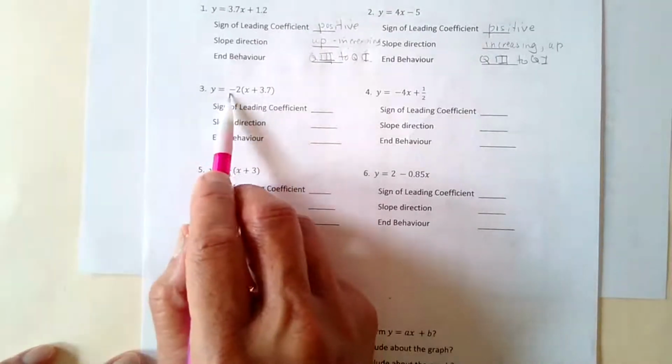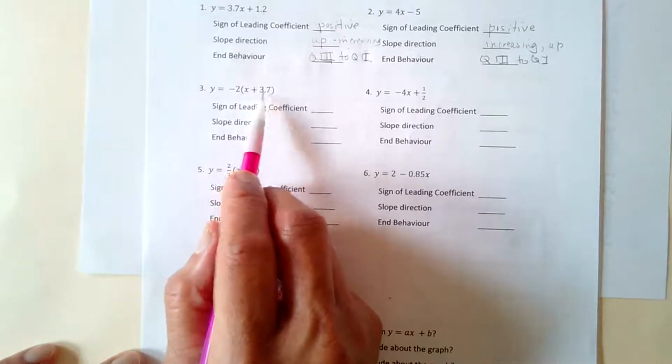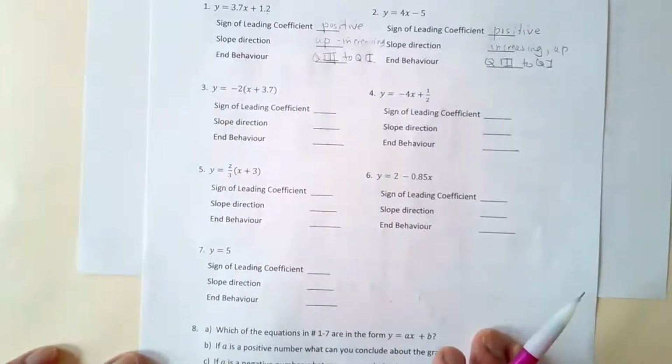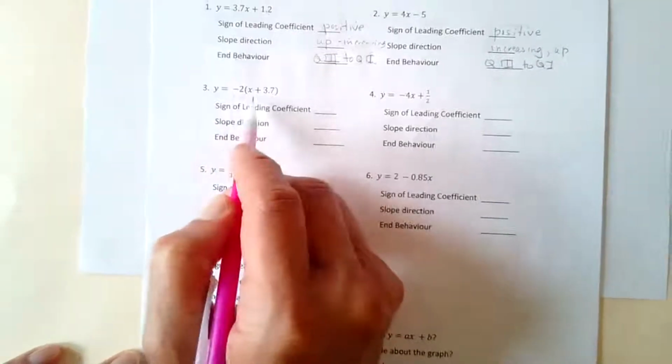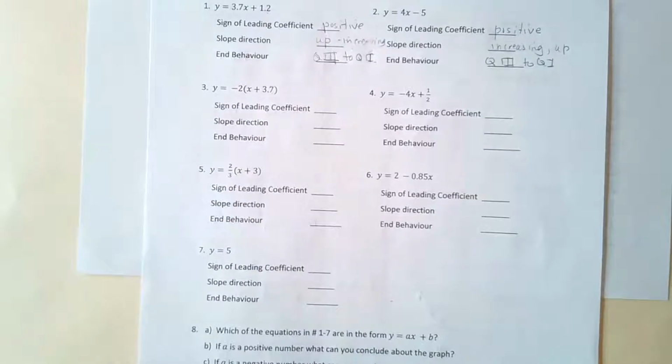So here we have y is negative, now you have an open bracket x plus 3.7. Now you can simplify this, or you can leave it exactly as it is and enter it into your calculator. I'll leave it like that for now, then I'll show you how to simplify it.